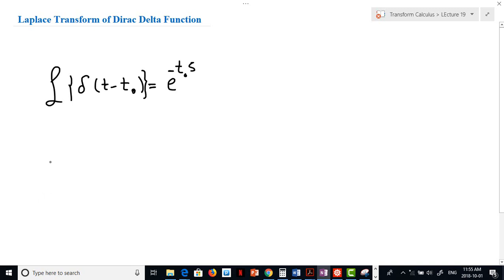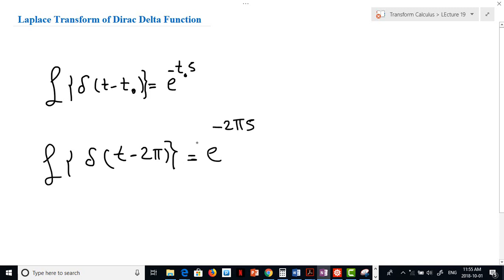For example, you want to find the Laplace transform of the Dirac delta function of t minus 2 pi. It's equal to e to the power of minus 2 pi times s. Or for example, you want to find the Laplace transform of just the Dirac delta function. In fact, it's the Dirac delta function of t minus 0. So we have e to the power of 0 times s, so it's e to the power of 0. So it's equal to 1.